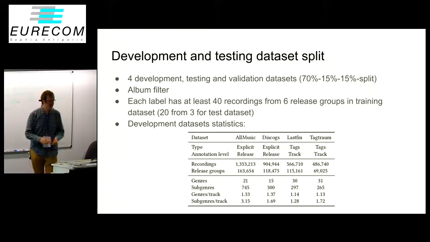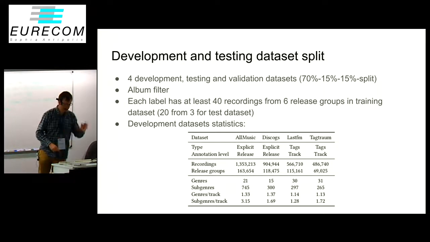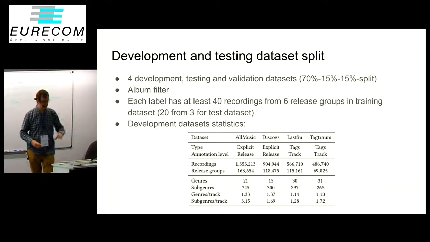So what did we build? Well, we built 4 development, testing, and validation sets, one for each of the data sources, with 70% in development and 30% reserved for the testing and validation sets.